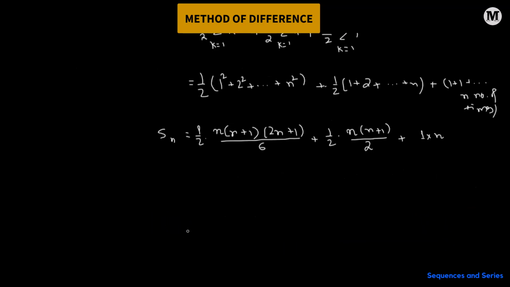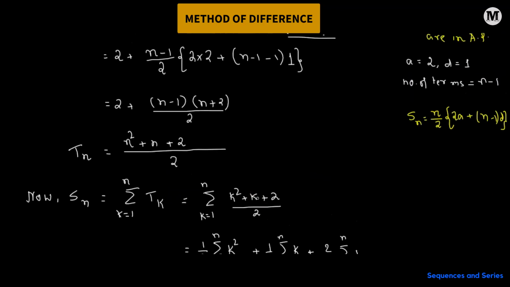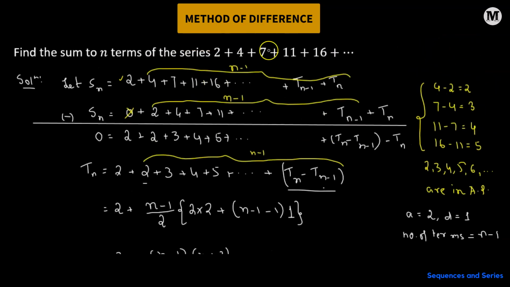So what we'll do, we'll combine all the three terms. Now this is very simple algebra which I'm leaving as an exercise for you to try out, and this should finally give us n over 6 multiplied to n squared plus 3n added to 8. So this is going to be the sum to n terms of our given series, 2 plus 4 plus 7 plus 11 plus 16.